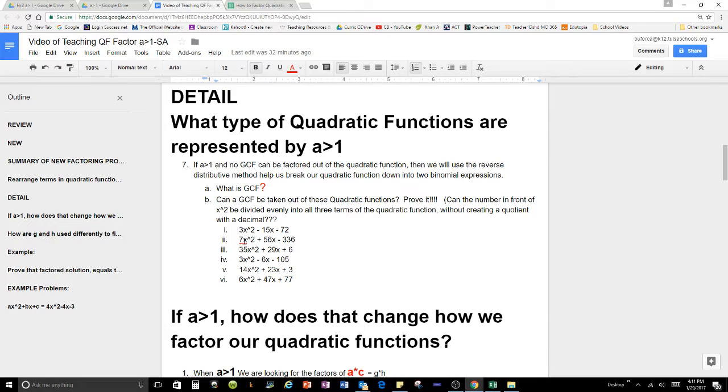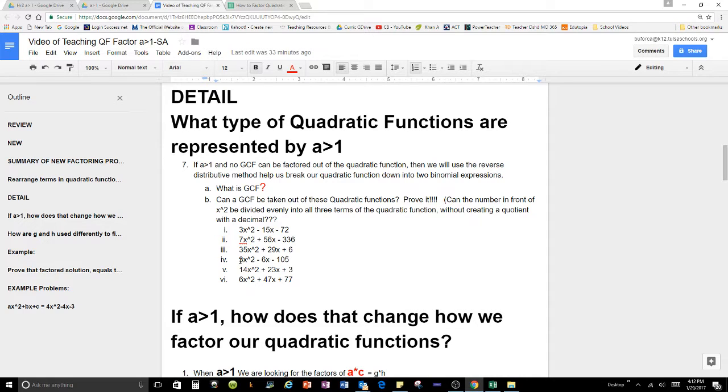The same thing here. 7 can go into 56, and 7 can go into 336. So therefore, this is also an equation where you can factor that 7 out, and we can solve it with one of the old methods. But as you can see here, this is 35. 35 cannot go evenly into 29, and 35 cannot go evenly into 6. So this is an example of a quadratic function where a is greater than 1, and we have to solve it using the methods that we just discussed above.